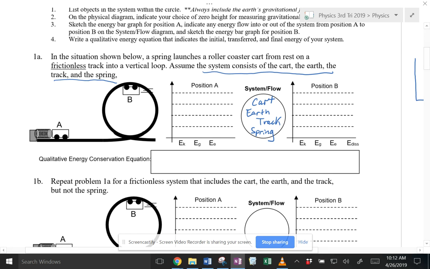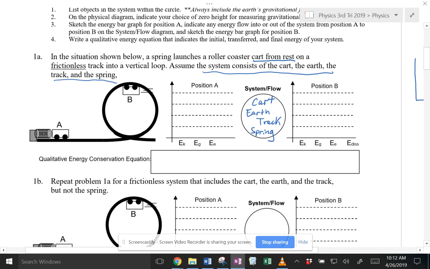So what's happening here? We've got a spring that's going to launch a roller coaster cart from rest on a frictionless track, and it's going to go into a vertical loop-de-loop type thing. Okay? So important stuff here. It tells us that it starts from rest, and it tells us this track is frictionless. Cart starts from rest. All right.